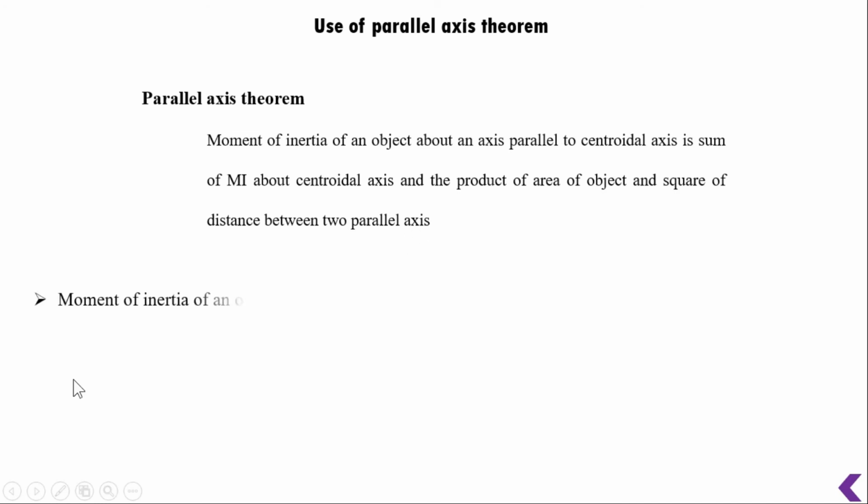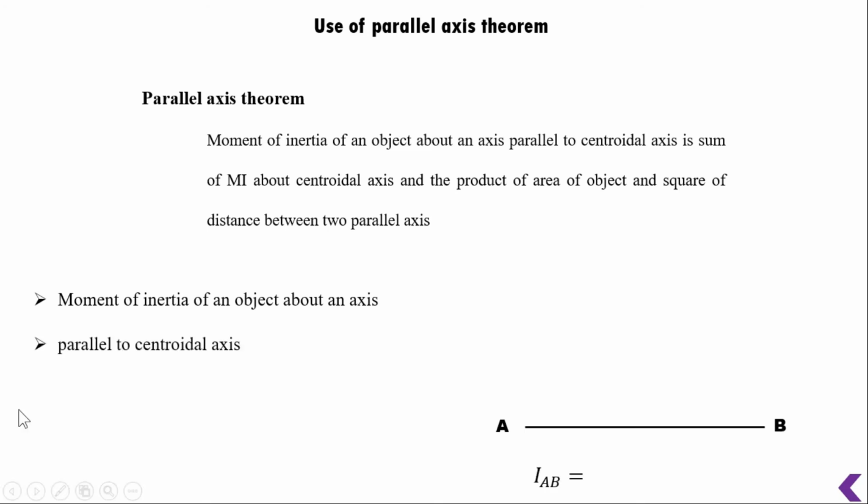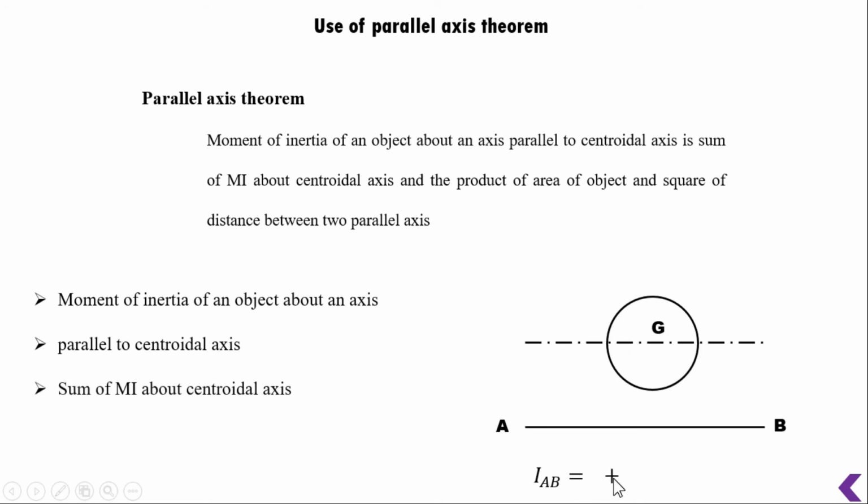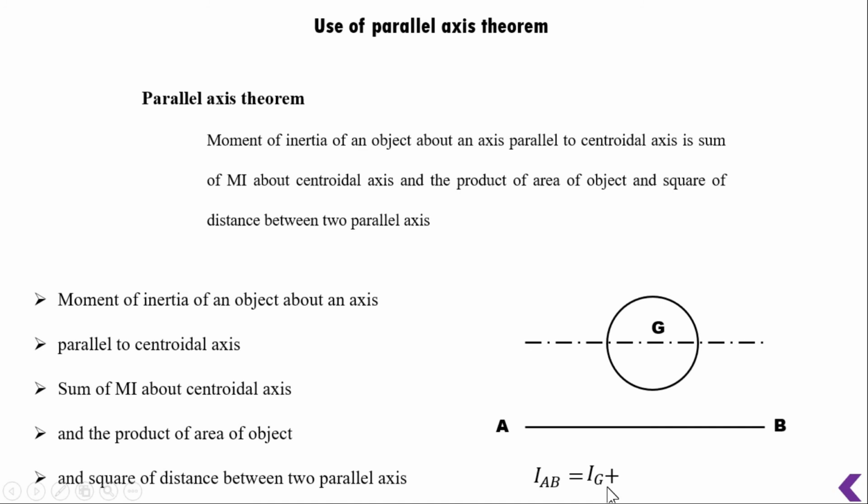Now let us discuss the moment of inertia of an object about an axis, that is the AB axis over here, which is parallel to the central axis. So we need to draw the central axis over here. For that purpose we are drawing a circle and passing one line through the center, so we can call this the central axis. It is the sum of the moment of inertia about the central axis, that is Ig, and the product of the area and the square of the distance between these two axes.